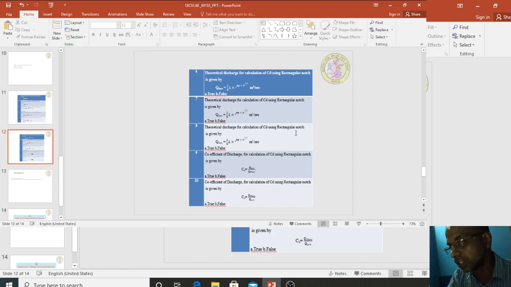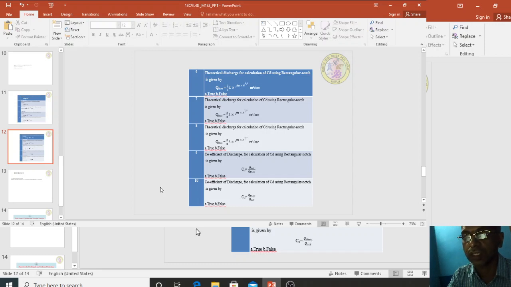Theoretical discharge for CD with a rectangular notch is 2/3 of L into root of 2G H whole to the power of 3 by 2. It is correct, A. Coefficient of discharge for calculating CD with a rectangular notch is Q actual by Q theoretical, that is A. Coefficient of discharge with Q theoretical by Q actual formula is false, B.